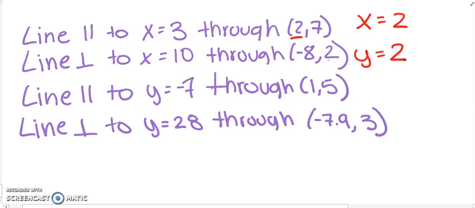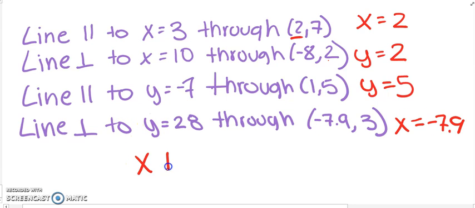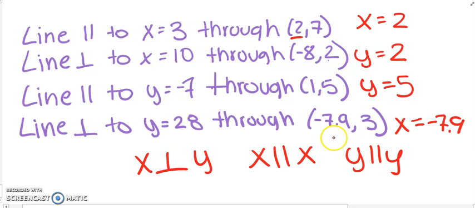So y equals 2. If I want a line parallel to a y equals, it's a y equals. If I want a line perpendicular to a y equals, it's going to be an x equals. So x's are always x equals a number, right? If it's just a number, x is perpendicular to y, y is perpendicular to x, x is parallel to x, y is parallel to y, and if I need a y, I use the y coordinate. If I need an x, I use the x coordinate.